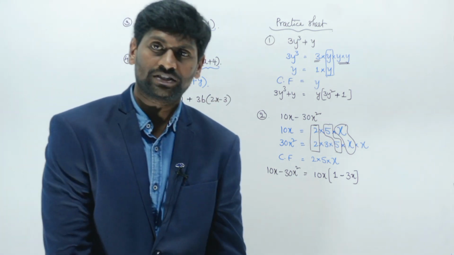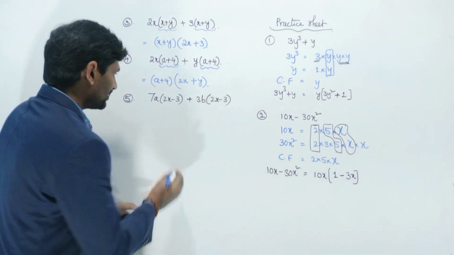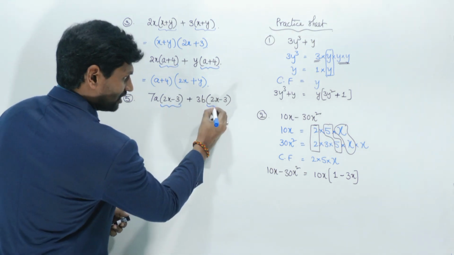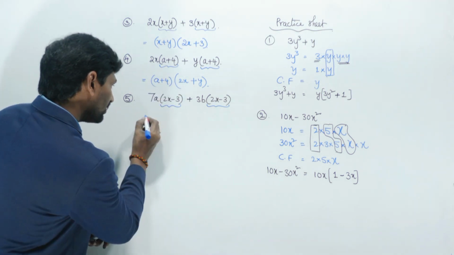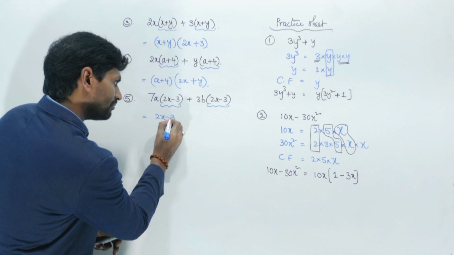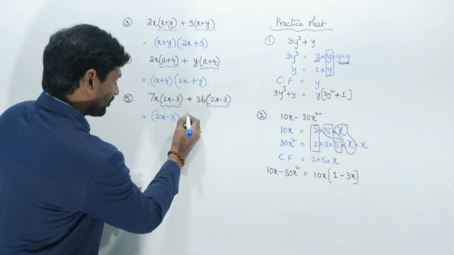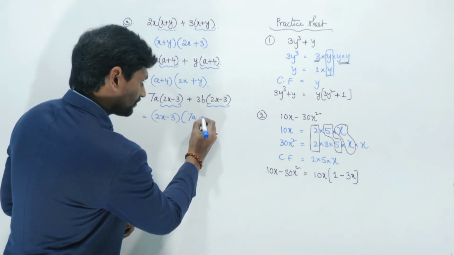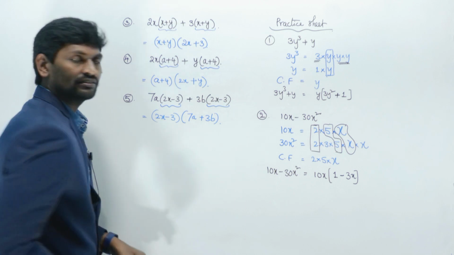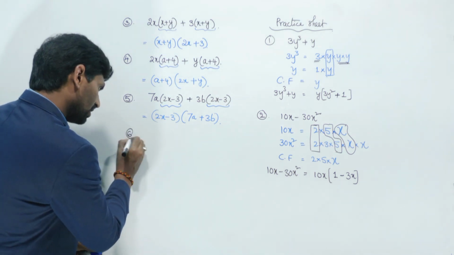3b into 2x minus 3. Now check this one. Any common factors? Yes, always bracket term here, common factors from the three terms, from the three problems. Now I am taking the bracket term 2x minus 3 as a common factor, and what is remaining, from the first term we can see 7a, second term plus 3b. Done. Very easy problems, right? Okay. Problem number 6.